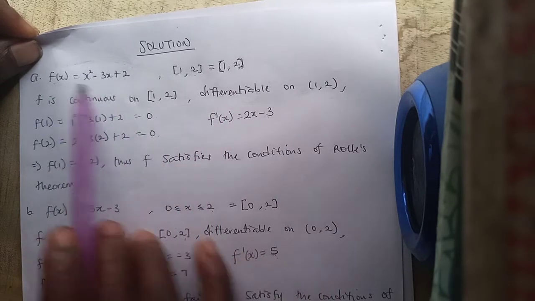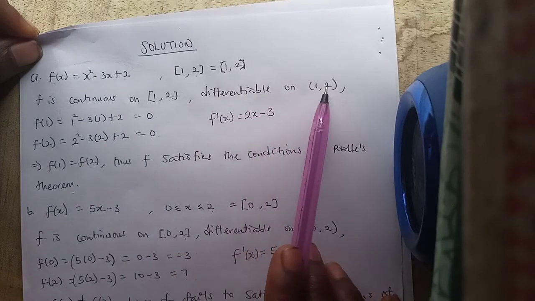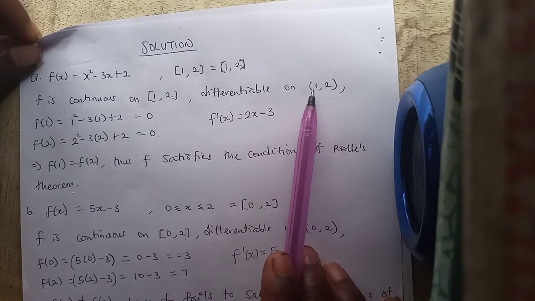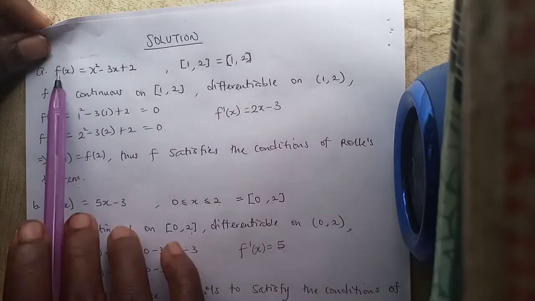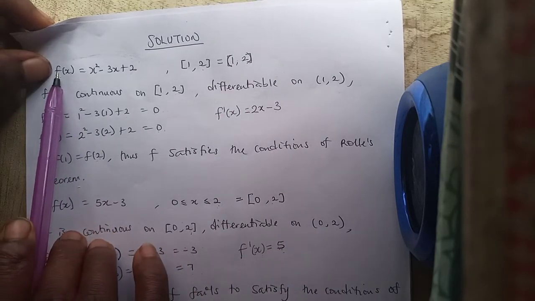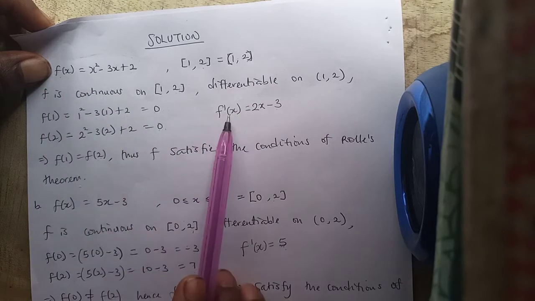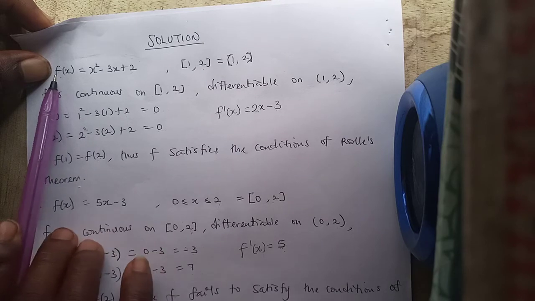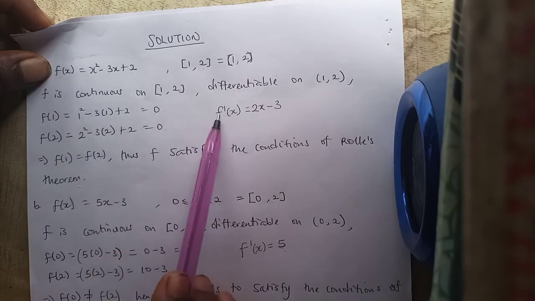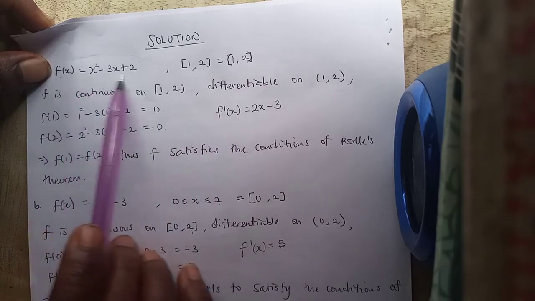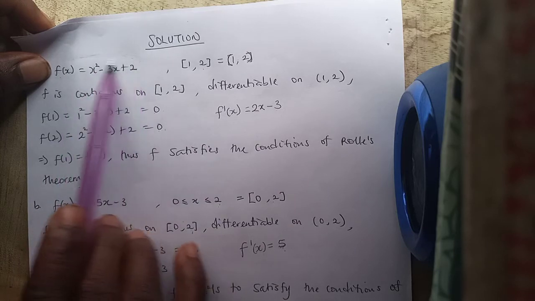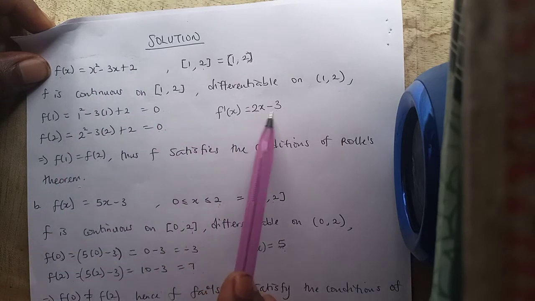Secondly, the function is differentiable on (1, 2). Why and how do we know? We differentiate this function first. By the time you differentiate this function, you will have f prime of x. f prime of x means dy/dx. When you differentiate f of x, you are going to have f prime of x. And this is a polynomial function. Using the rule for polynomials, you're going to have 2x minus 3.